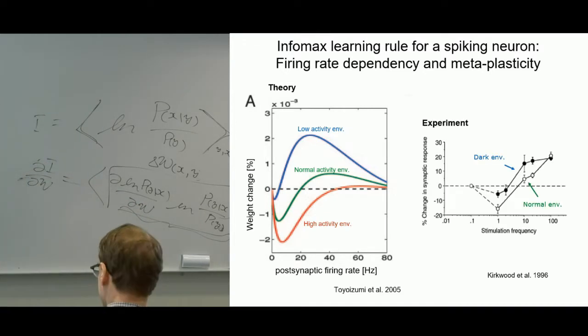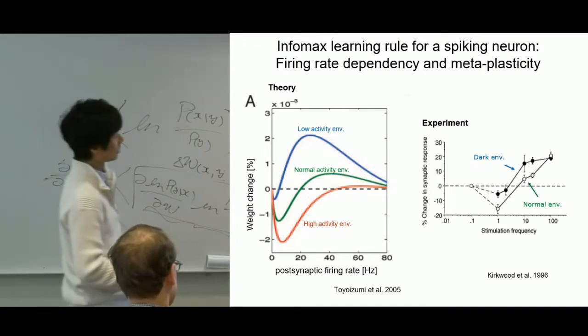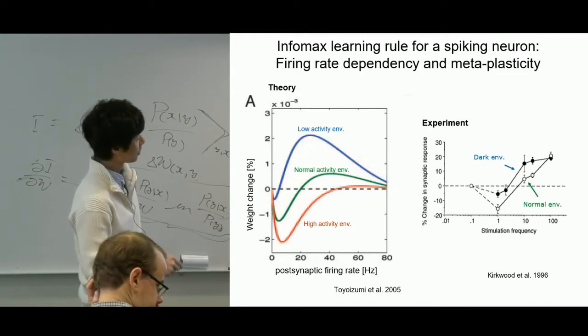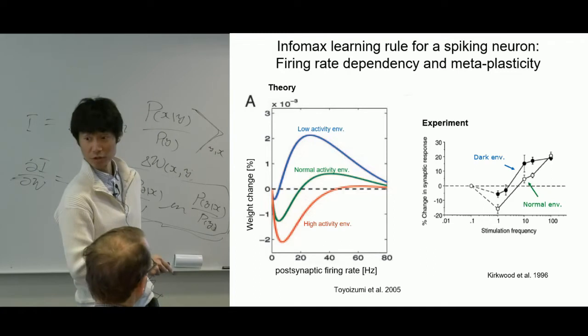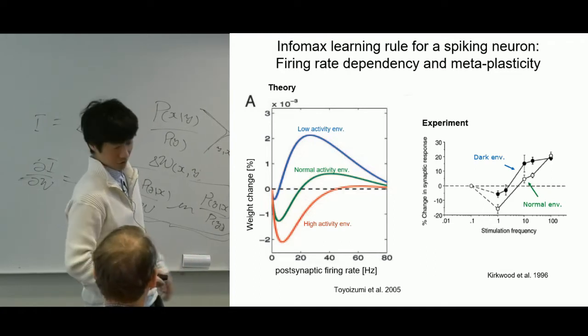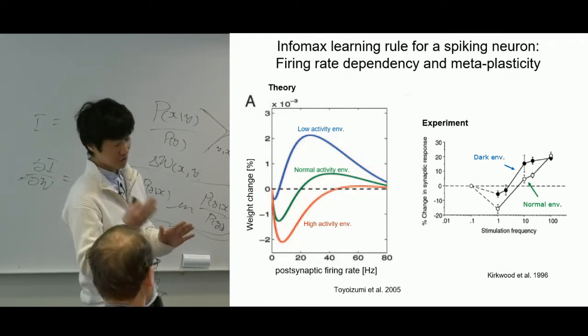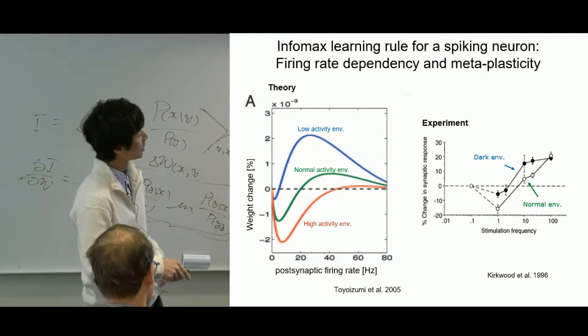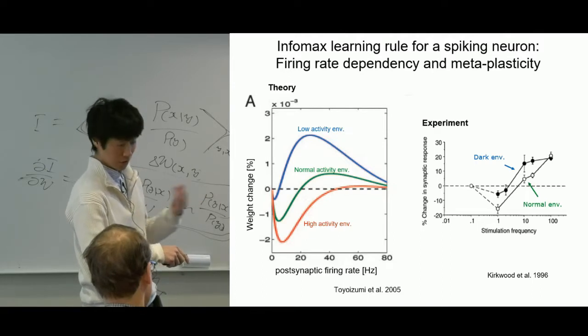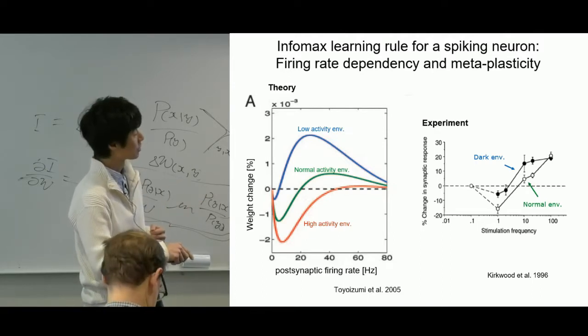So it also depends on the constraint, and this theoretically derived learning rule has some similarities with the experimental observations. Here it's an in vitro experiment. They cut the slice from the visual cortex of a rat, and when the slice is prepared from a normal rat, then this is the curve.